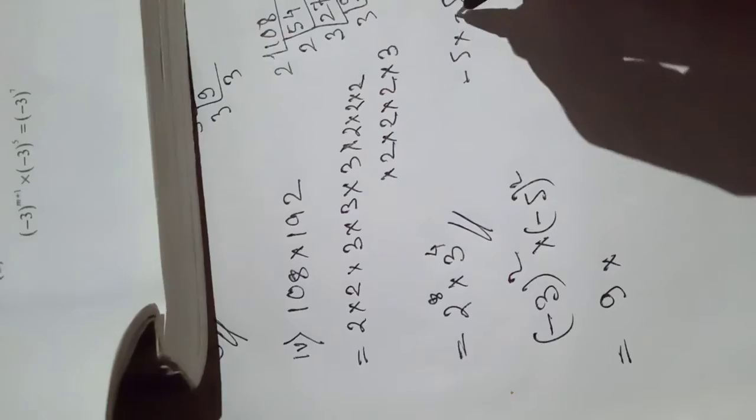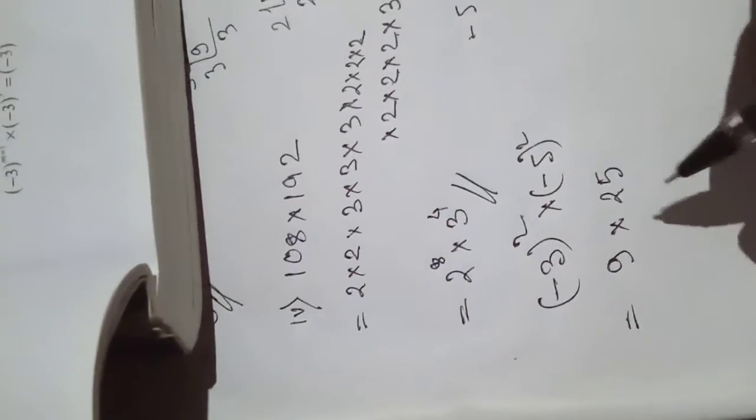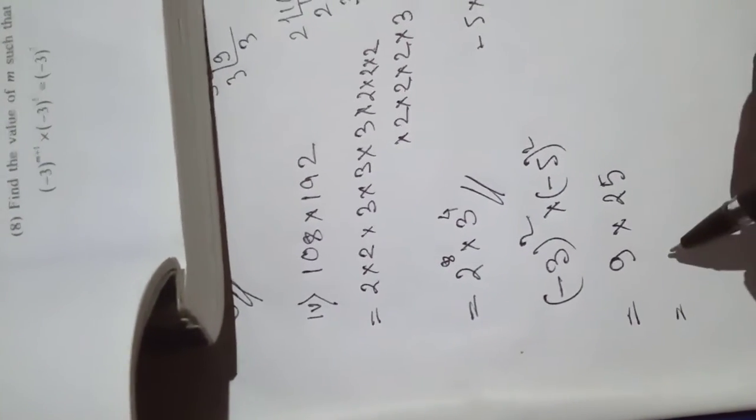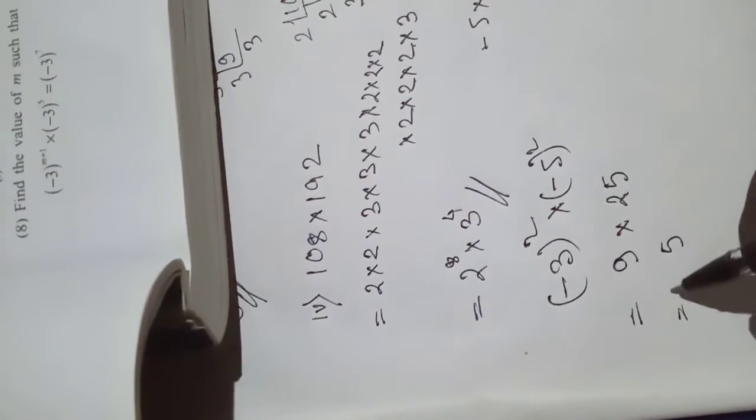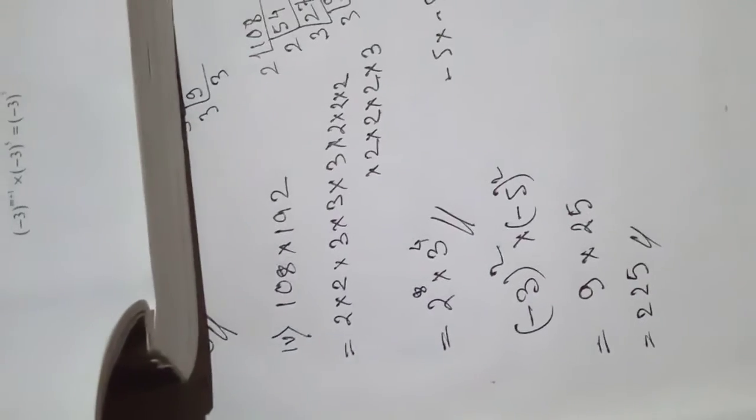First minus into minus became plus. 5 5s are 25. Okay, then multiply it. How much will you get? That one will be your answer. 9 5s are 45. 4 left. 9 2s are 18. 18 plus 4 is 22. This is your answer. Okay, now this is the most important one.